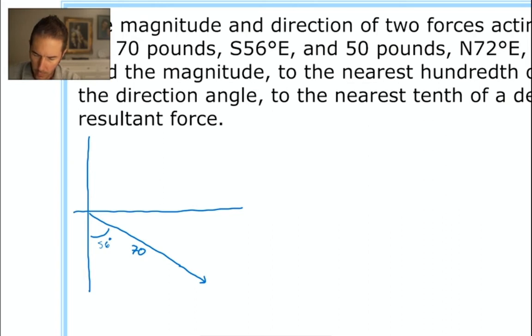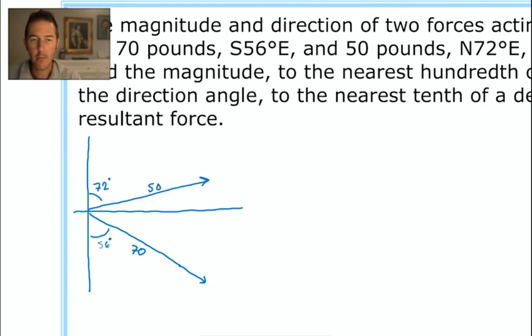All right, and then the other one is pulling at 50 pounds, north 72 degrees east. So that's maybe here. And this is the 72 degree angle. And that is with 50 pounds of force.